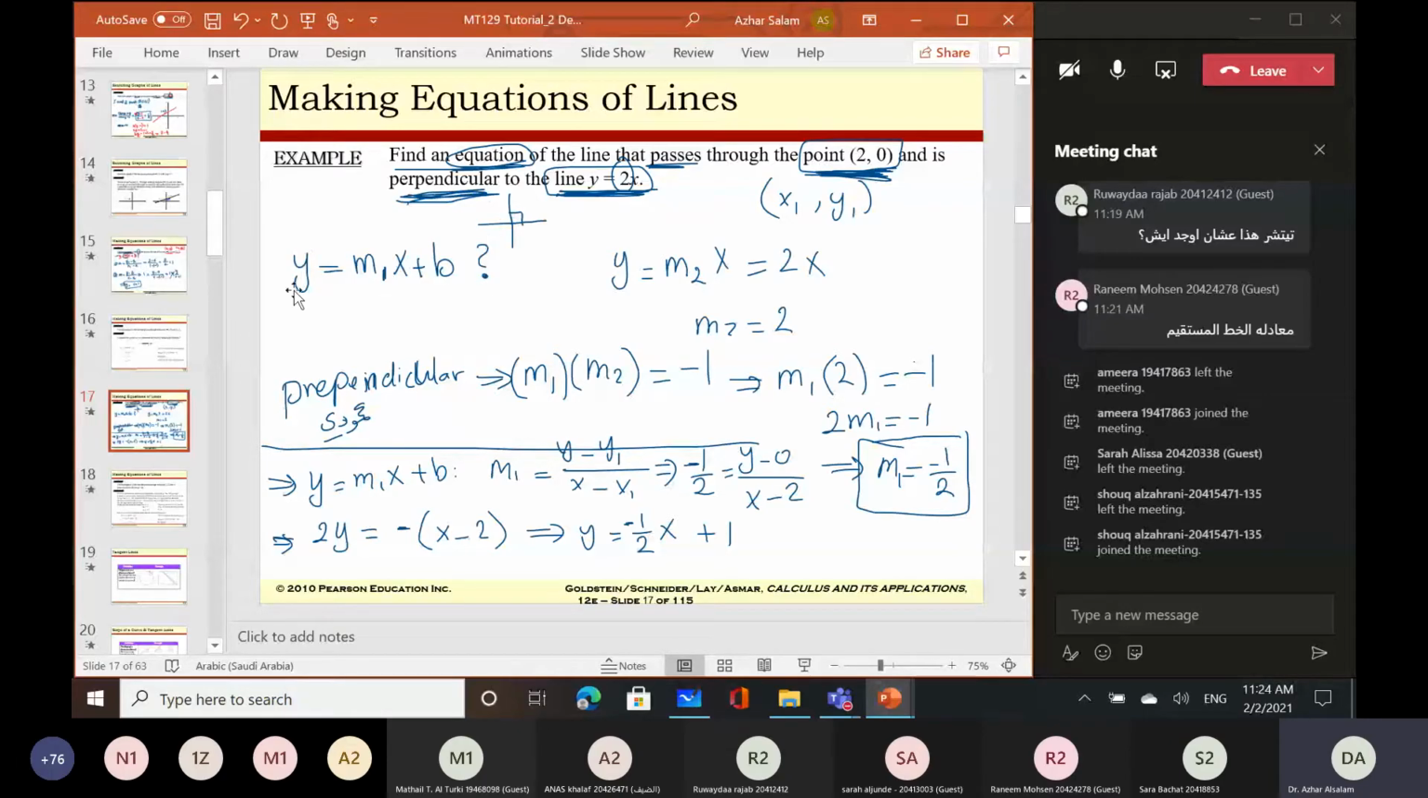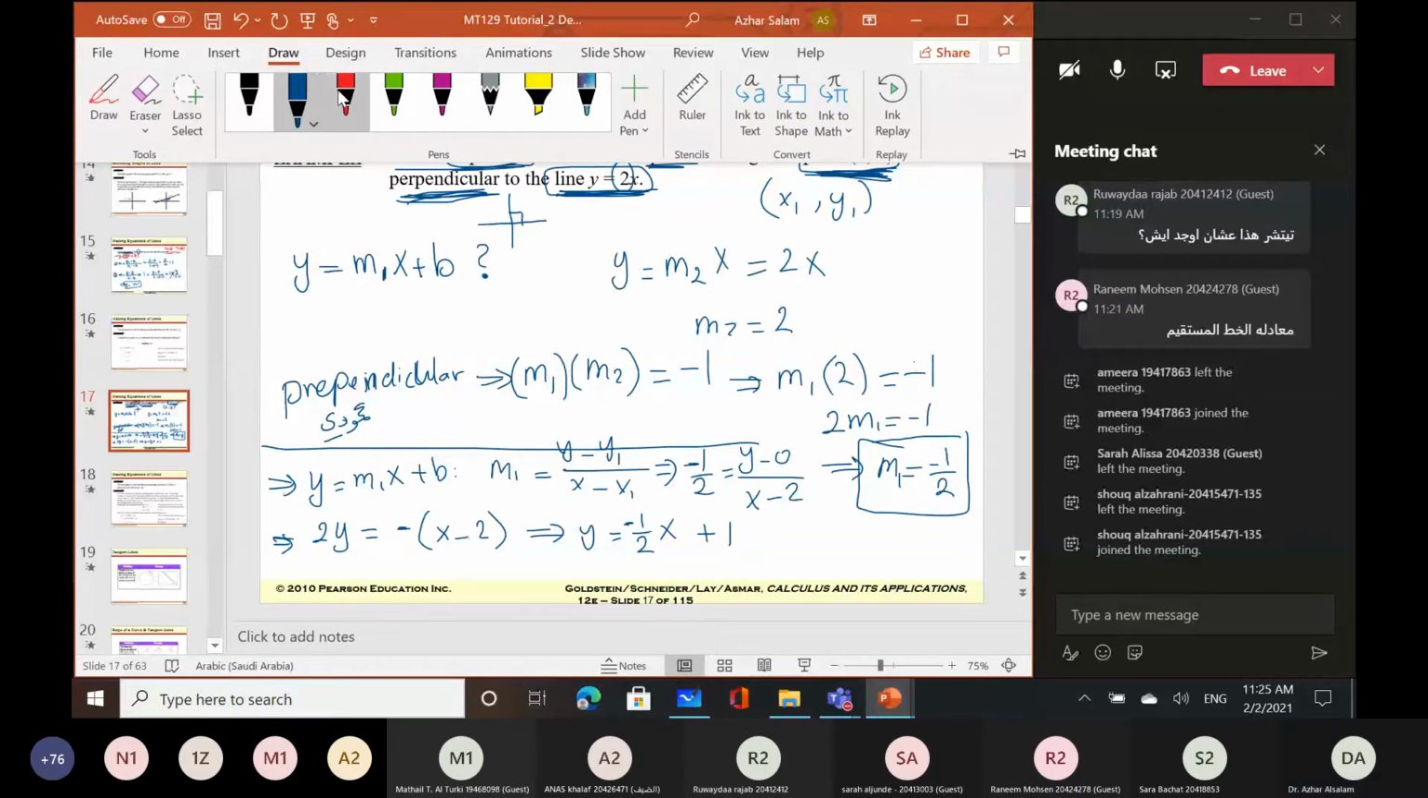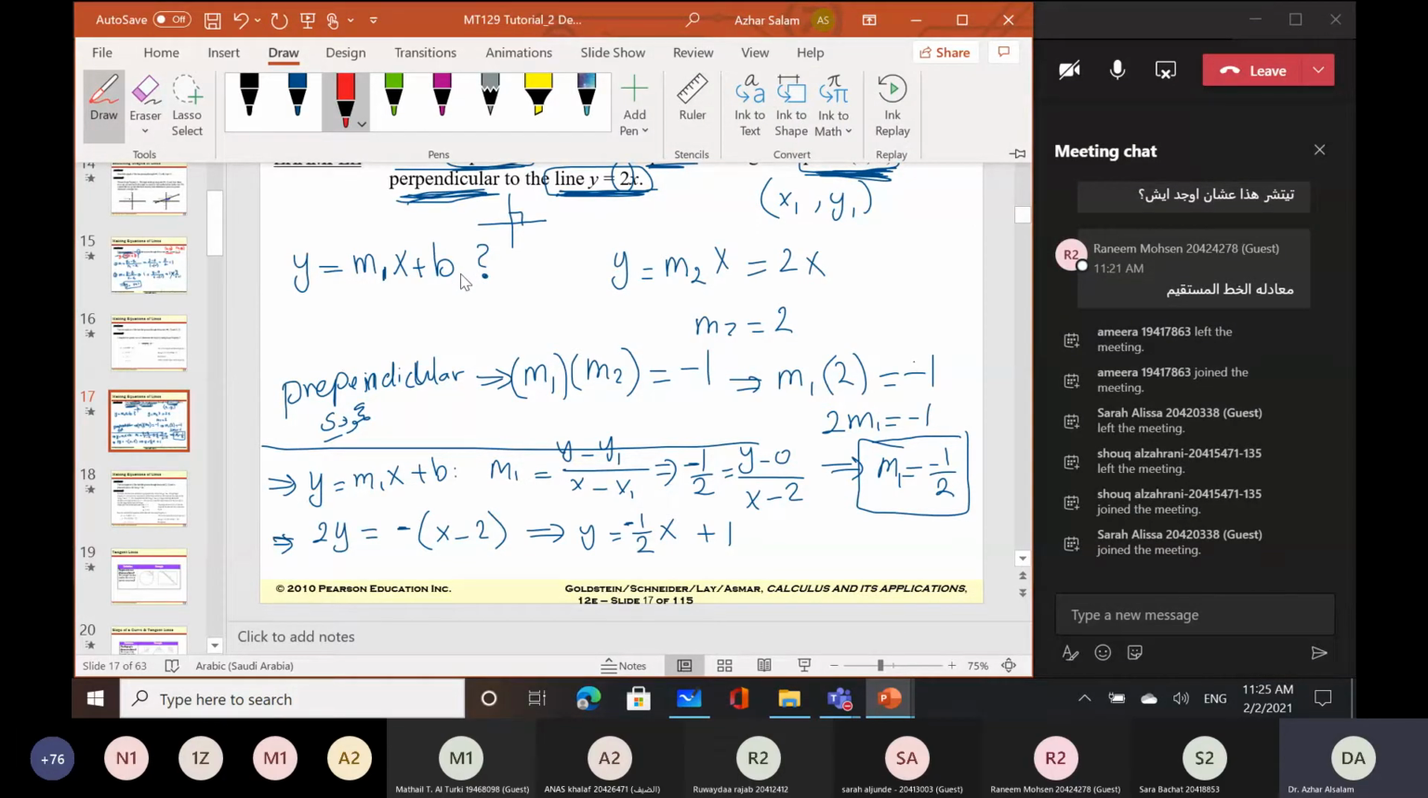The question here is find the equation of the line. Okay. Find the equation of the line.